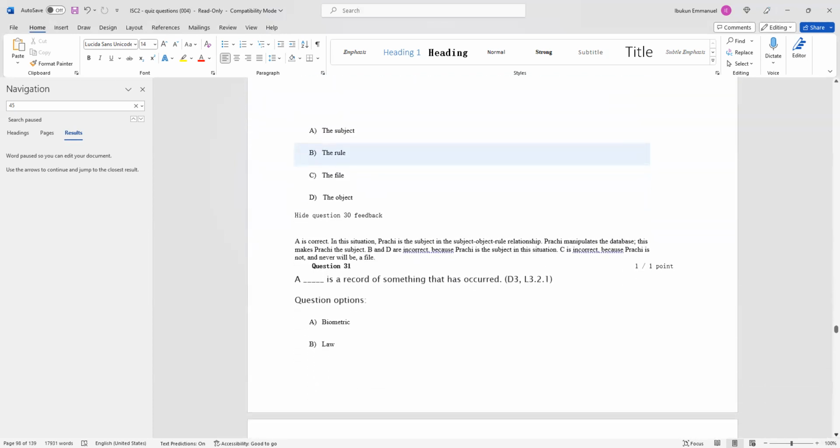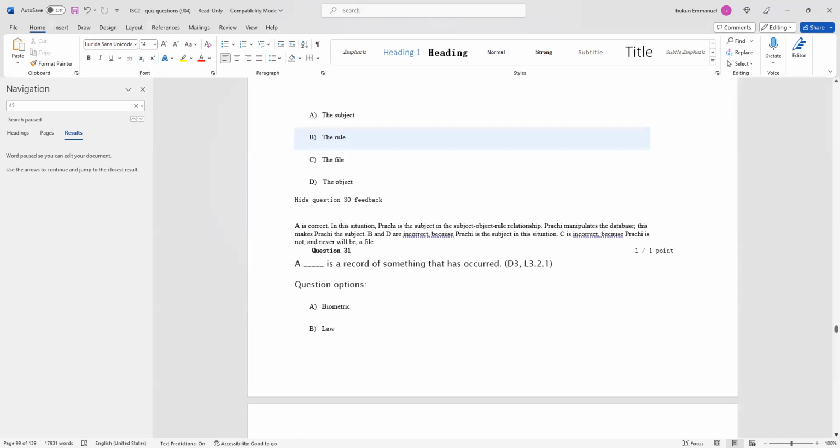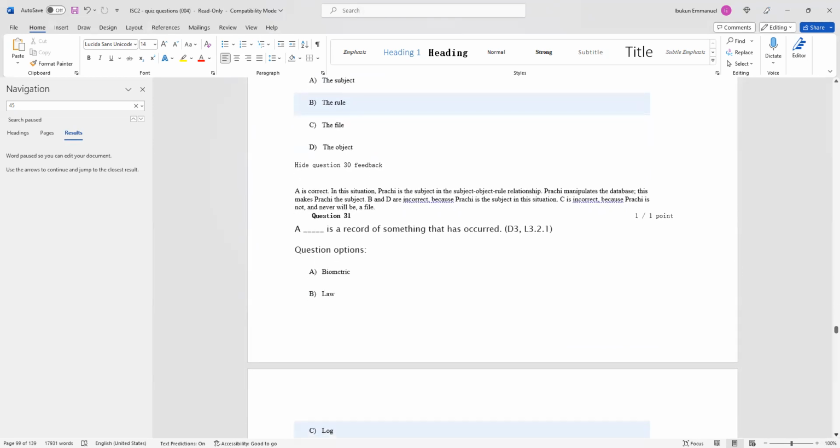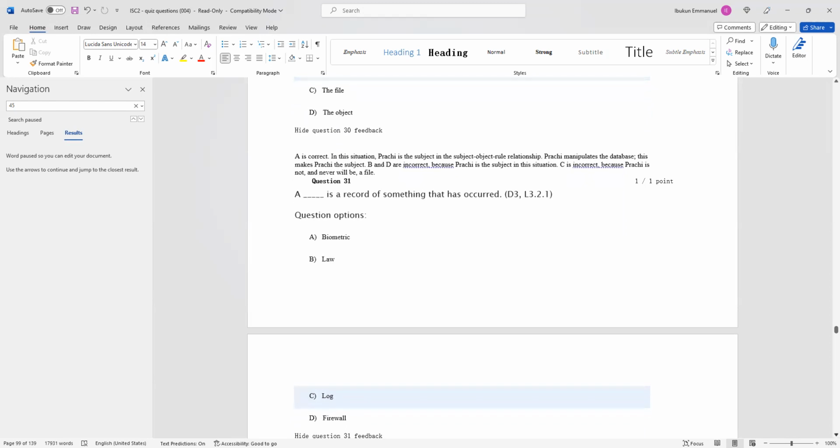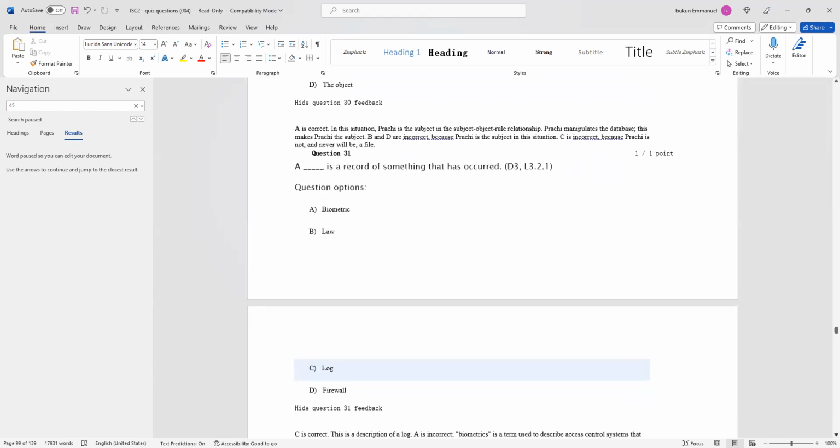Okay, what is a record of something that has occurred? Biometric, law, log, or firewall? That is clear, that is a log.